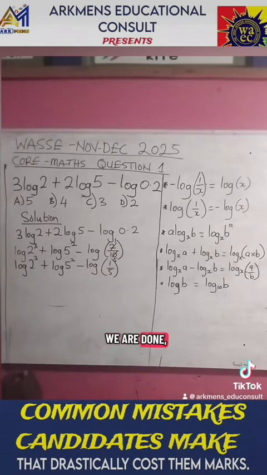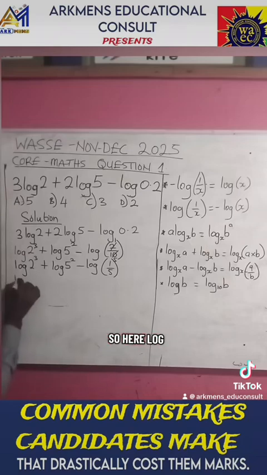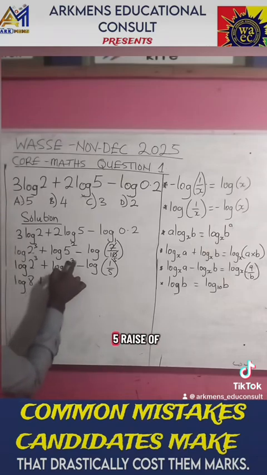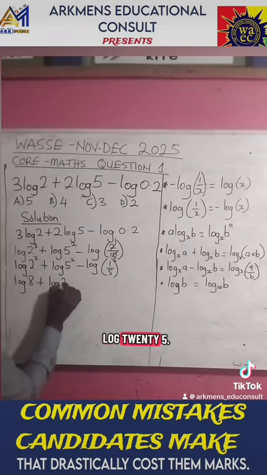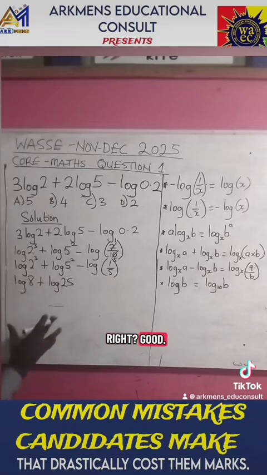So now that we are done, we are going to simplify. Here, log 2 raised to the power 3, what do we get? Log 8. Plus log 5 raised to the power 2, what do we get? Log 25. Right? Good. So we are done with that.